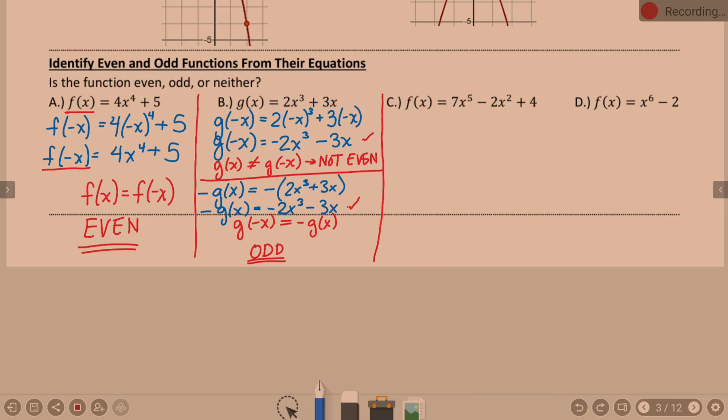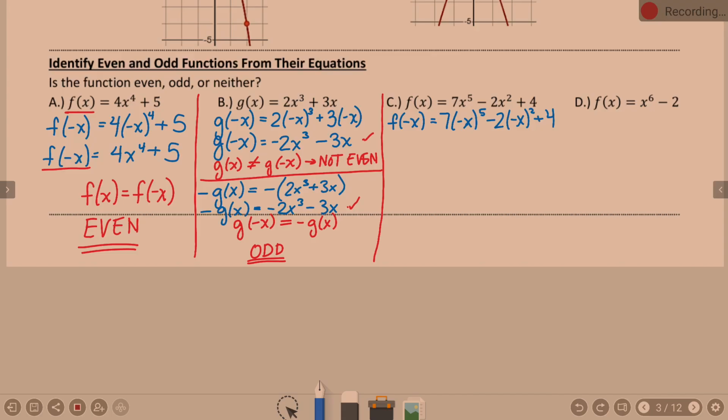First of all, I'm going to find, does f of x equal f of negative x? So every place I see an x, replace it with negative. Goodness. 7 times negative x raised to the 5th power minus 2 times negative x raised to the second power plus 4.